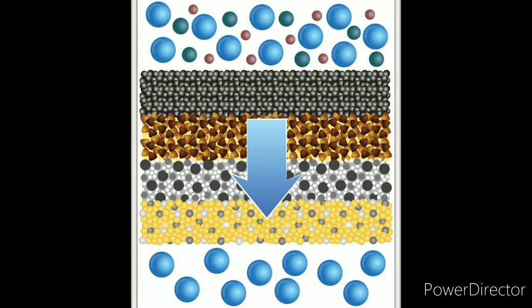Filtration is a process used to separate solids from liquids or gases using a filter medium that allows the fluid to pass through but not the solid. The term filtration applies whether the filter is mechanical, biological, or physical. The fluid that passes through the filter is called the filtrate.